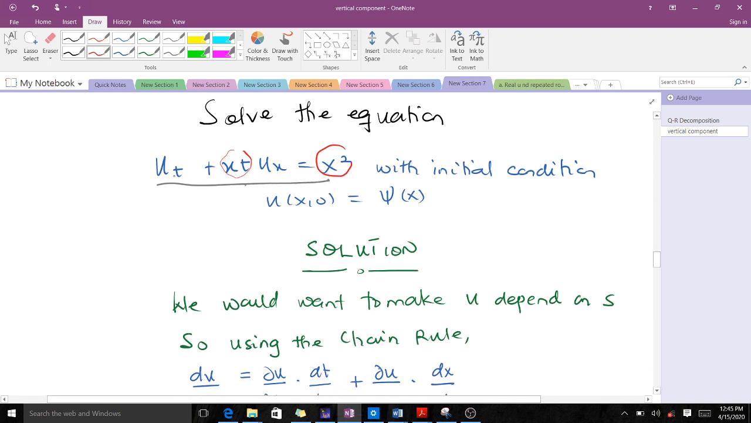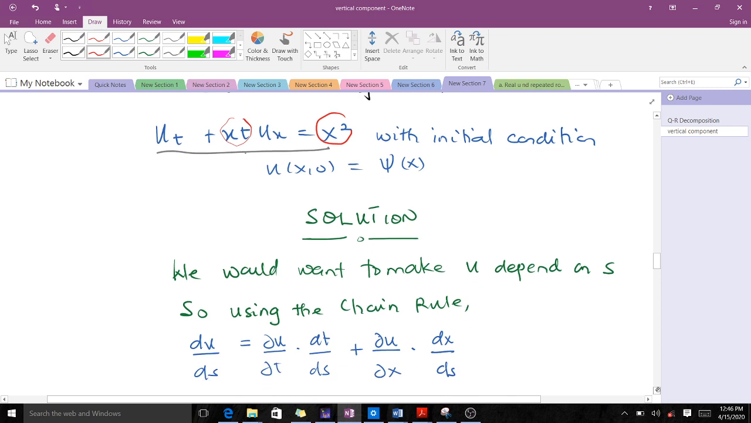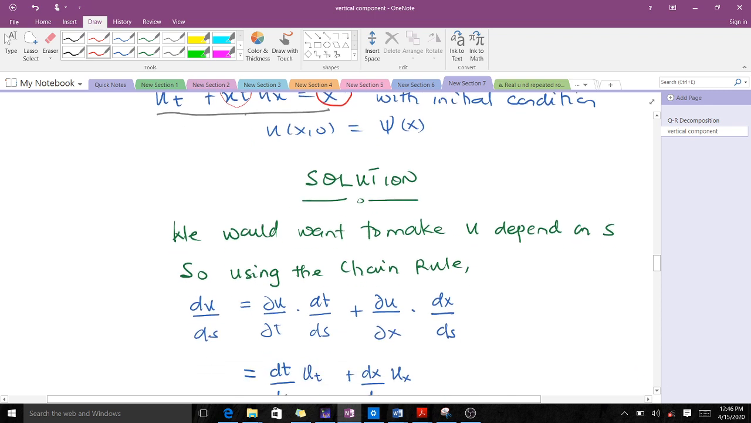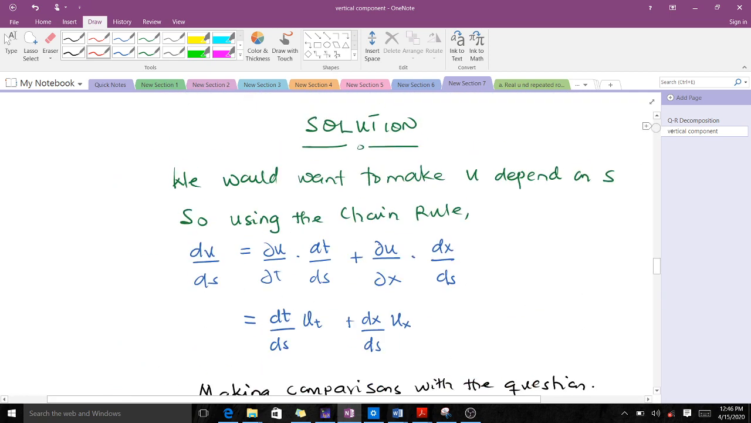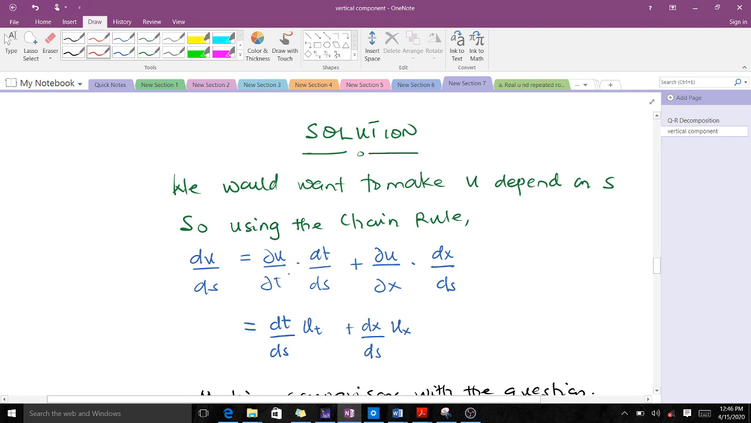So you realize that our u here is a function of t and x. That means it's a multivariate function, but we would want it to be a function of just s. To do that, we apply the chain rule. So using the chain rule, we are going to have du/ds equal to this function that we have here, and you realize that with this particular function, this is the same as u_t and this is the same as u_x. So we end up with this.